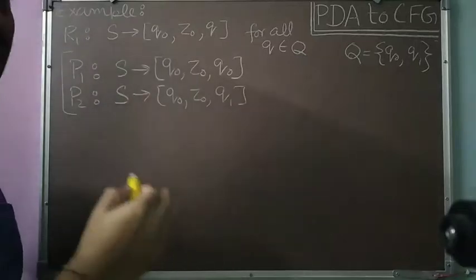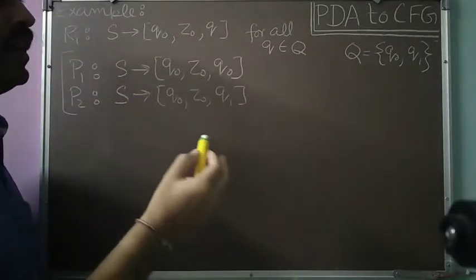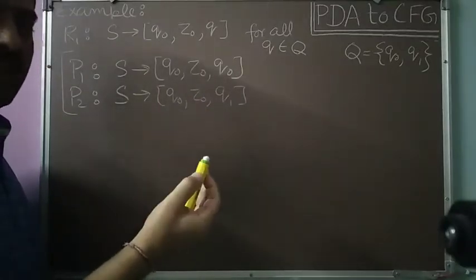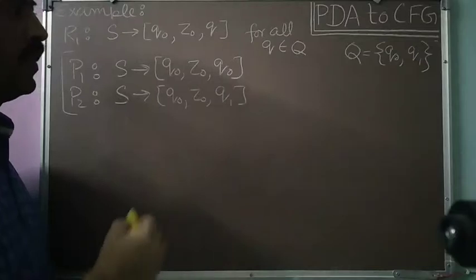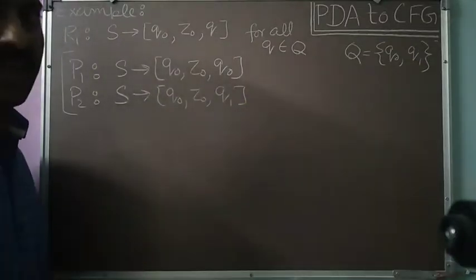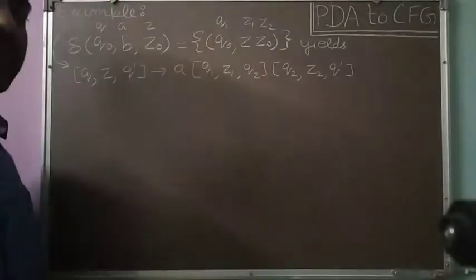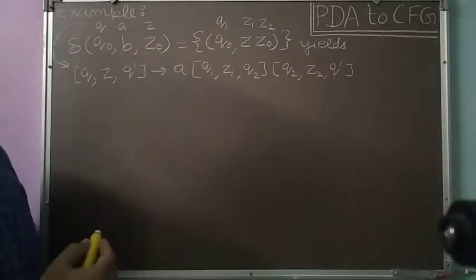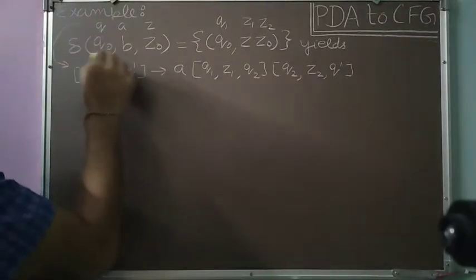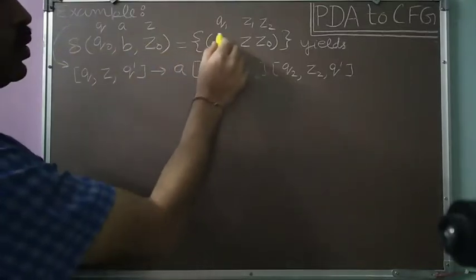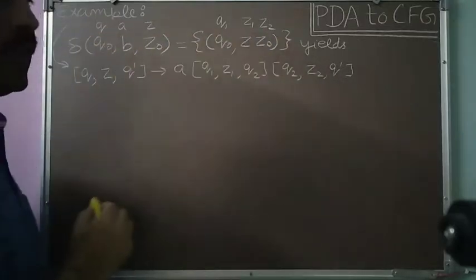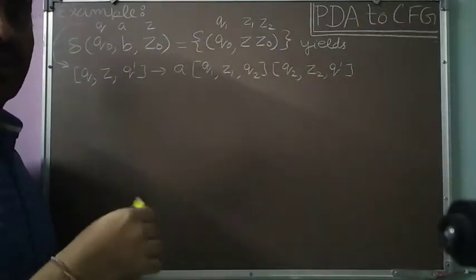Now for applying rule 2 and rule 3, I have to look at the transitions of the transition function. I will take the transitions one by one and apply either rule 2 or rule 3 as applicable. Let us take the first transition from our transition function: delta(q0, b, Z0) = (q0, bZ0). This transition we have to process and find the corresponding productions.